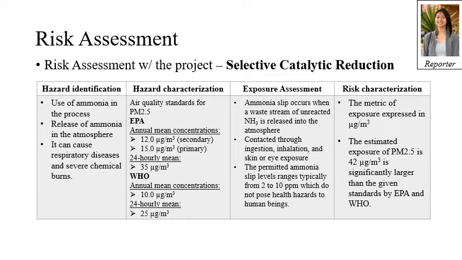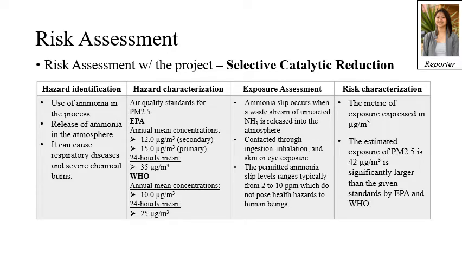For the hazard characterization, the EPA has given a standard for the annual mean PM2.5 values of 12 micrograms per cubic meter for secondary, 15 micrograms per cubic meter for primary, and 35 micrograms per cubic meter for the 24-hour mean concentration. The WHO recommended lowering fine particle concentrations to significantly reduce the acute and chronic health impacts from air pollution.